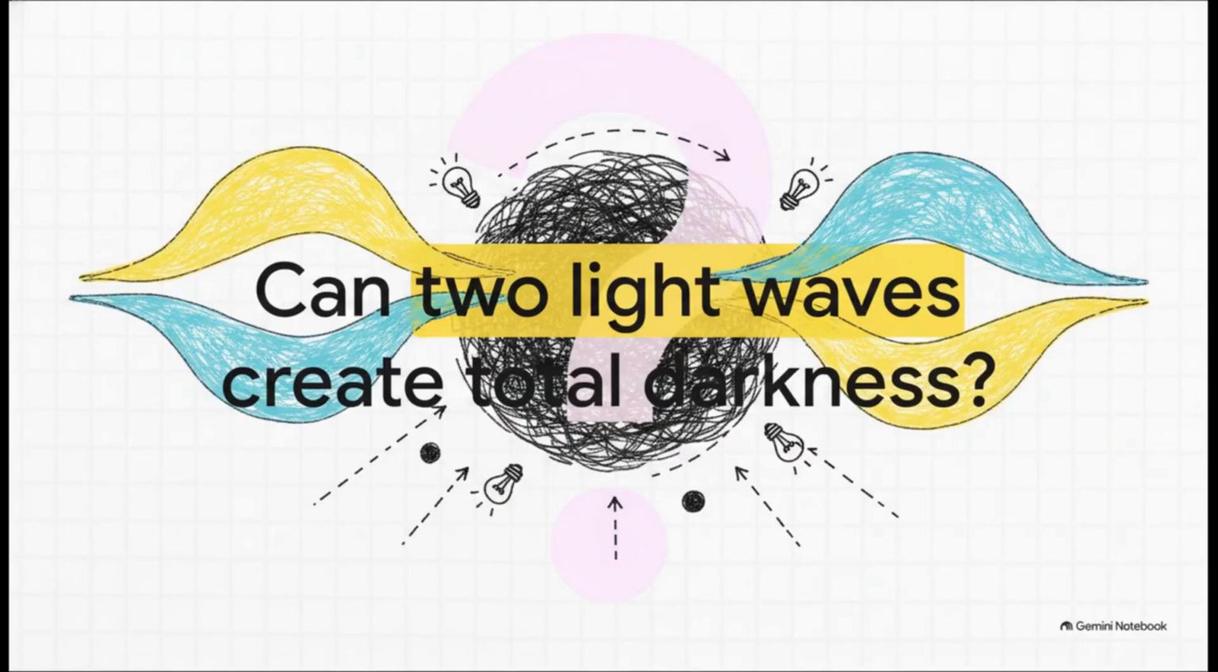Now, I want to start with a question that honestly sounds a bit like a riddle. Can adding two light waves together actually create total darkness? I mean, common sense tells us that turning on a second flashlight in a room just makes it brighter, right? Definitely not darker. But in the strange and beautiful world of wave optics, light plus light can literally equal absolute darkness. Okay, let's dive into this counterintuitive paradox and uncover the precise mathematics that makes it happen.